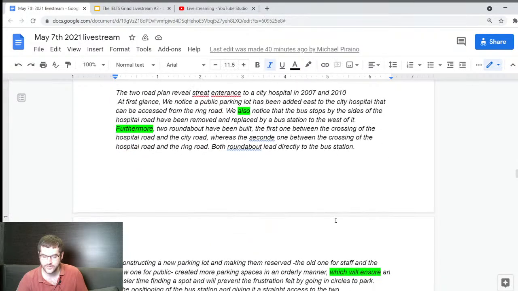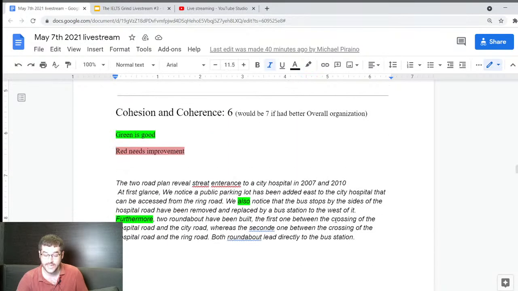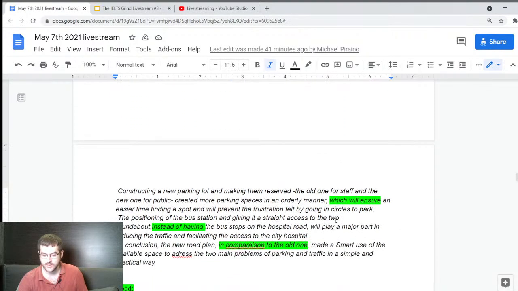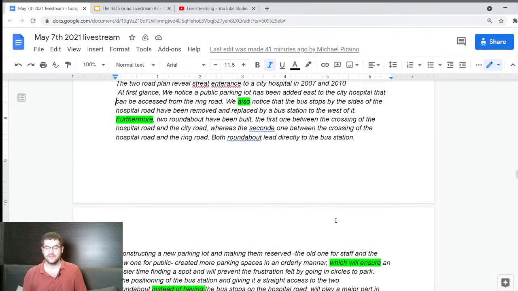Next up, cohesion and coherence. There's not too much to point out here. And again, I do recommend, if you're watching this at a later date, that you pause the video and read through this essay so that you have a full understanding of it. But we can see that there isn't too much red and there's a fair amount of green. Now, the reason why this green is here is because it shows how he's connecting his sentences together, how he's connecting his ideas together. He does this really well. All of these green are where he's connecting ideas in a correct way. He's also using good CC words like furthermore, also, instead of. These are great for showing how ideas interact.